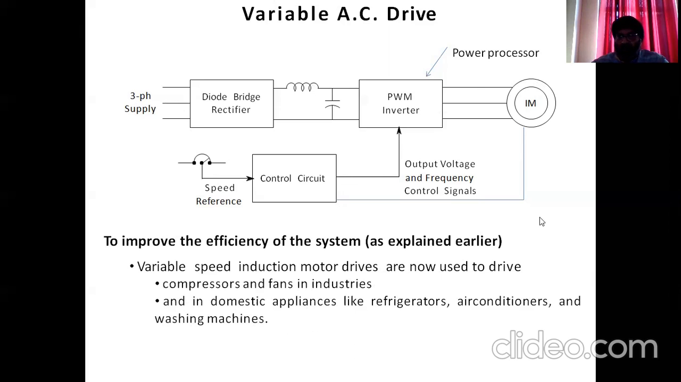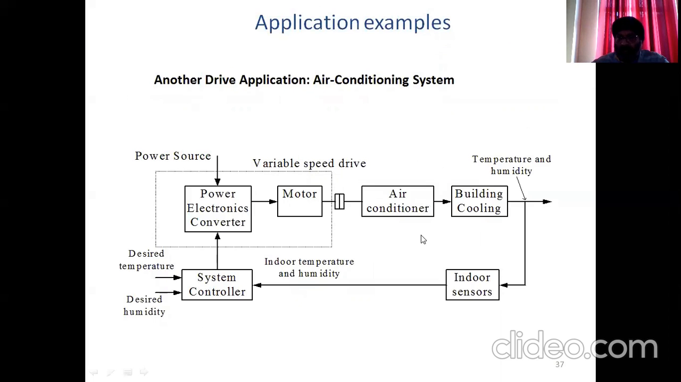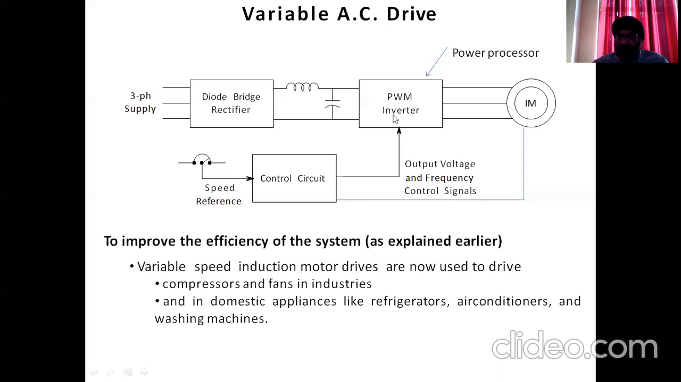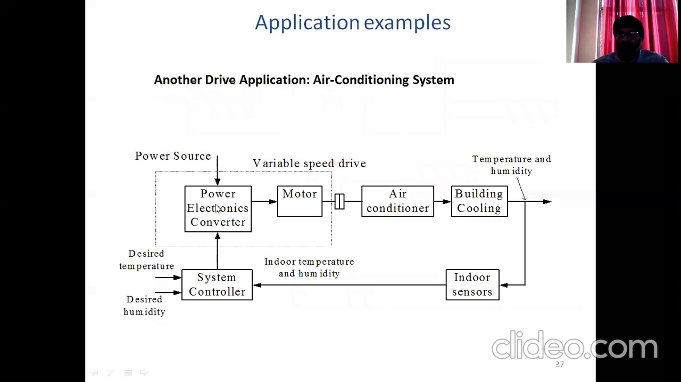So this variable AC drive is actually used in refrigerators, air conditioners, and washing machines, and some other applications also. Now, one application, I think it's better, is one classical and general application. Taking an example of an air conditioner, this one. This is a power electronic converter, AC to DC and then DC to AC. For DC to AC, we have an inverter over here. Before that, it is a rectifier. Let's say that the power processor is here. It gives us the AC signal, which runs the AC motor over here. It runs the air conditioner.